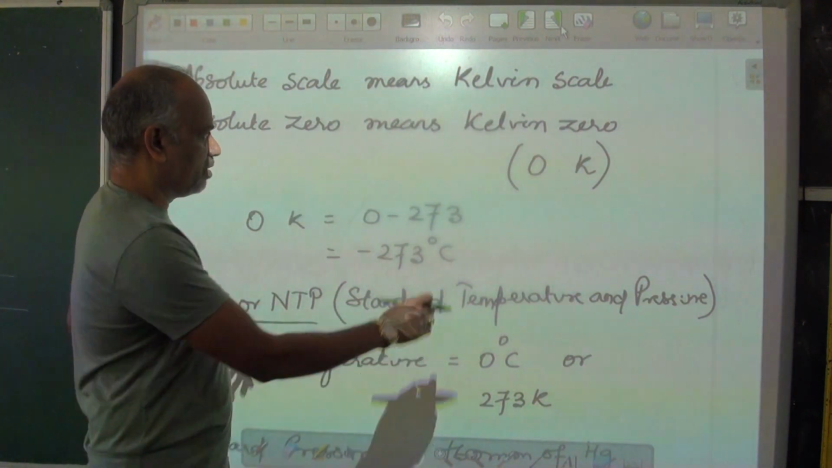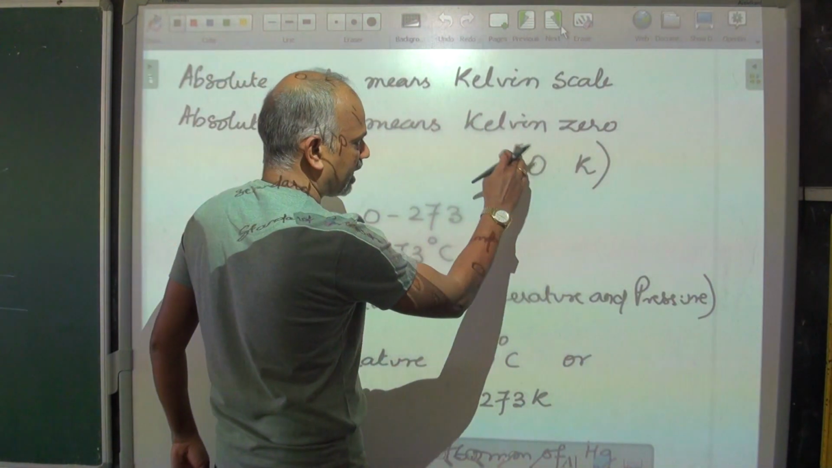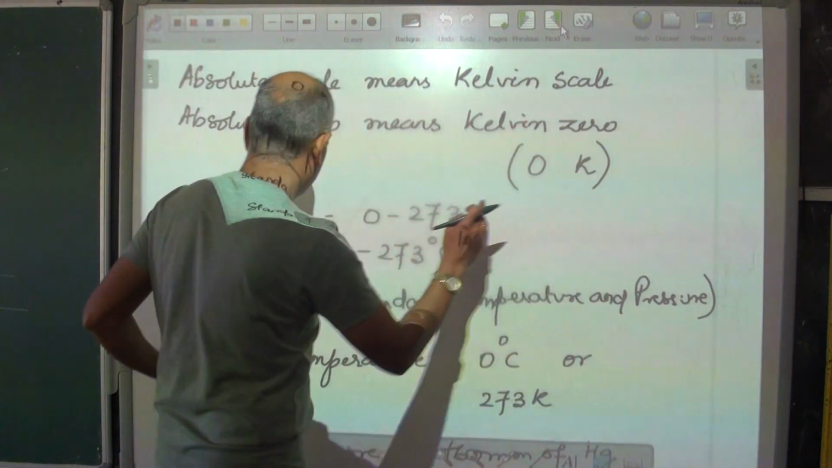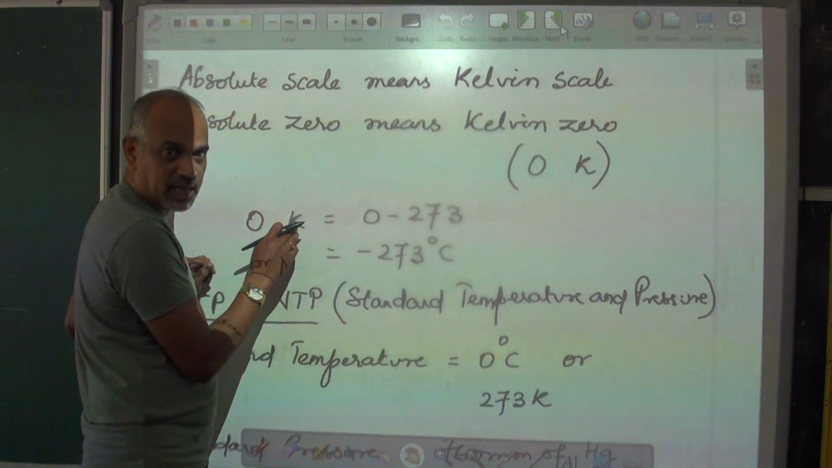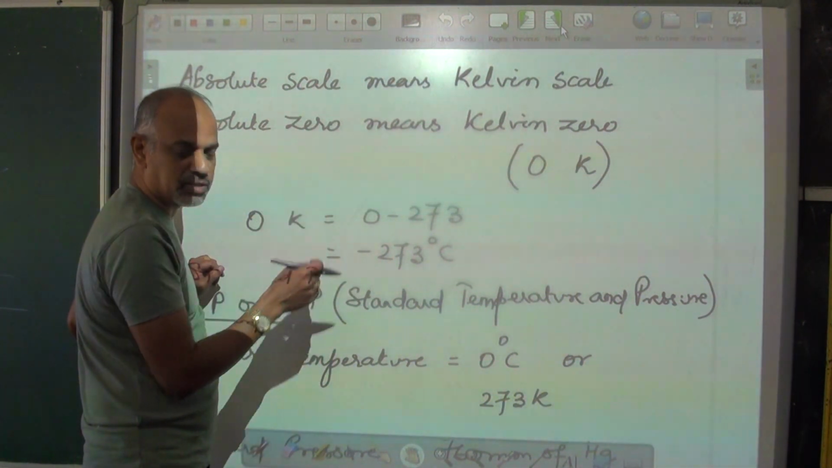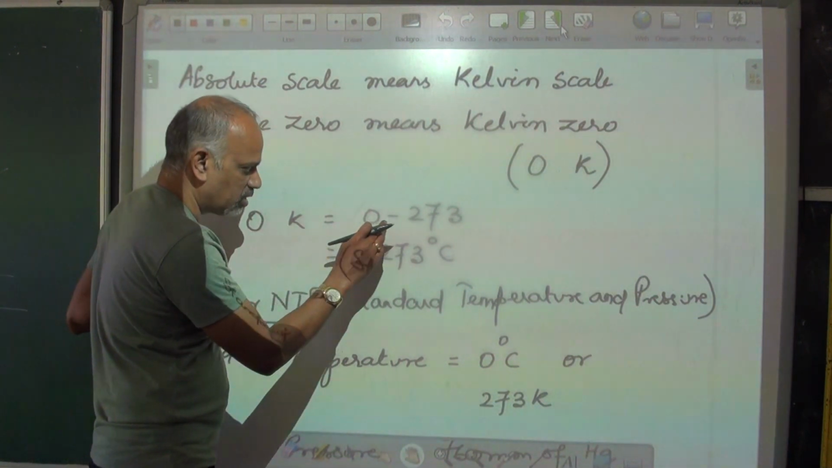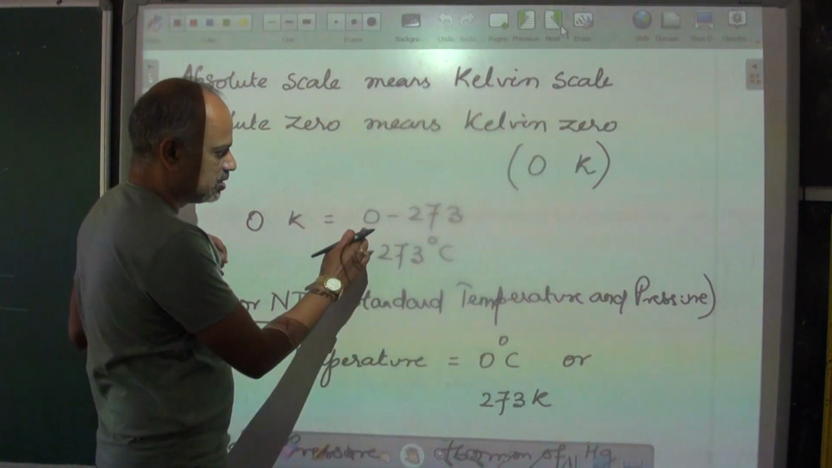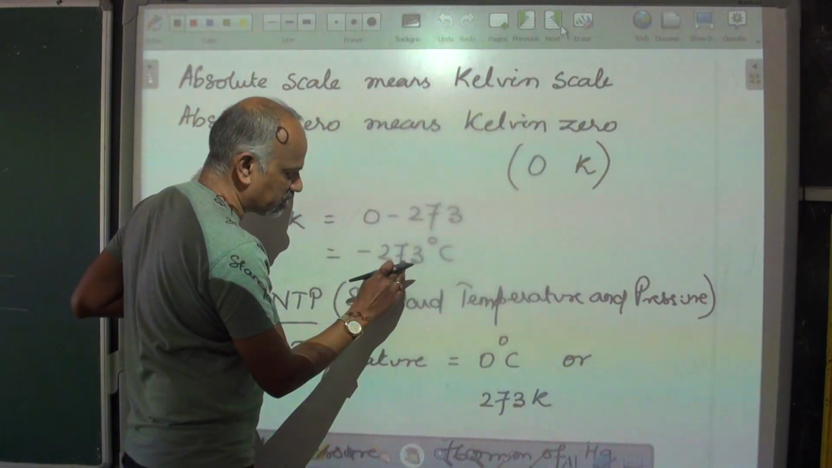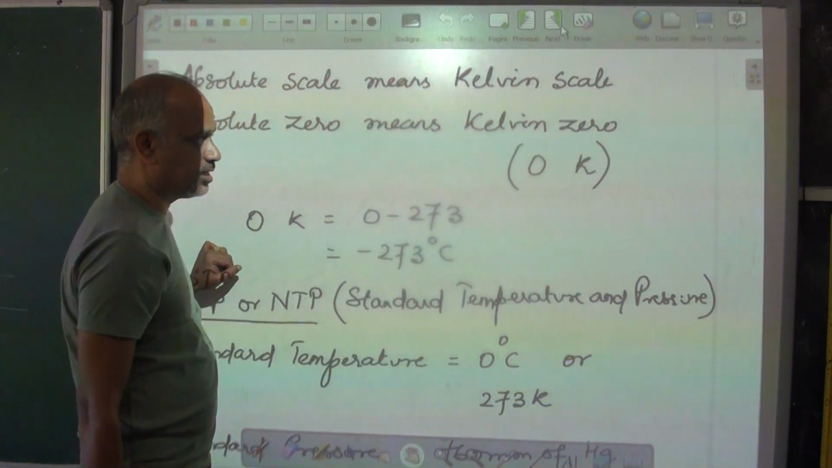Now, if I take this Kelvin zero, which is 0 Kelvin, to change Kelvin to degrees Celsius you have to subtract 273. So 0 minus 273. I am going to change it to degrees Celsius. If you subtract this, you will get minus 273 degrees Celsius.